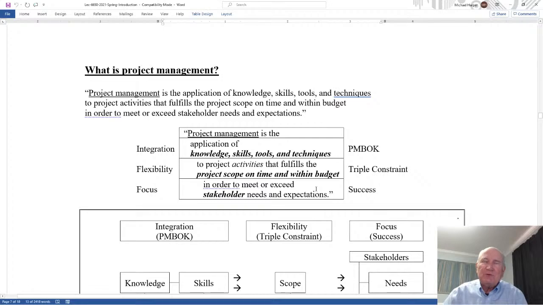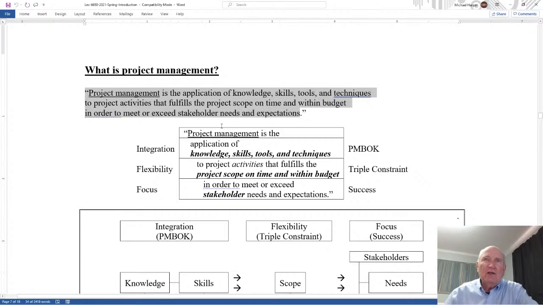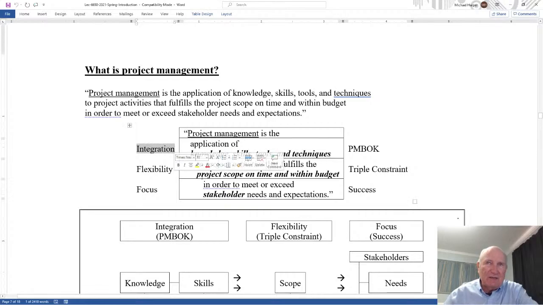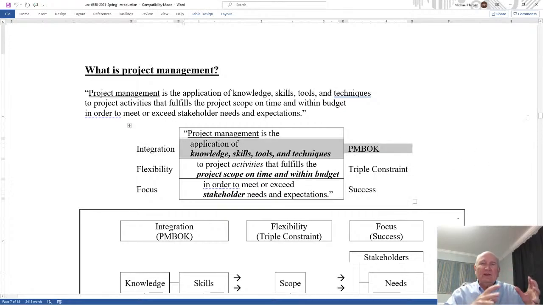Now, what is project management? Well, project management is the application of knowledge, skills, tools, and techniques to project activities that fulfills the project scope on time within budget in order to meet or exceed stakeholder needs and expectations. So let's break this down. First of all, project management is the application of knowledge, skills, tools, and techniques. Well, this is the integration characteristic of project management. Where do you find that? In PMBOK. In PMBOK, we'll have knowledge, skills, tools, and techniques. So there's the integration characteristic of project management.